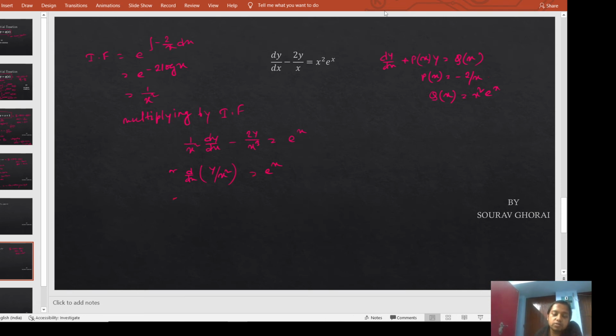And now if we integrate both sides, d of y by x² is equal to e to the power x dx, and we get y by x² is equal to e to the power x plus c, where c is the arbitrary constant. And so we get y is equal to (e to the power x plus c) into x².